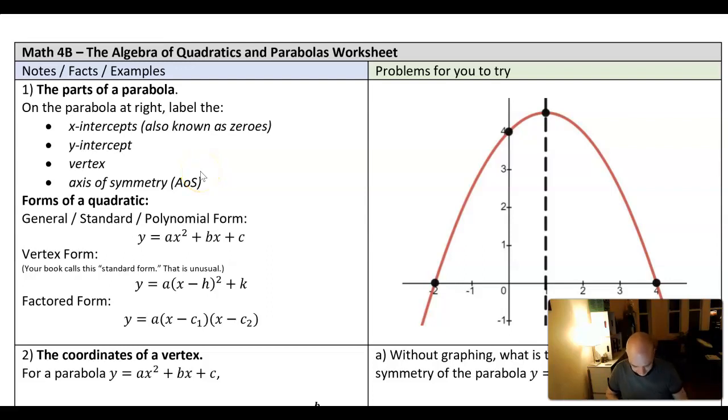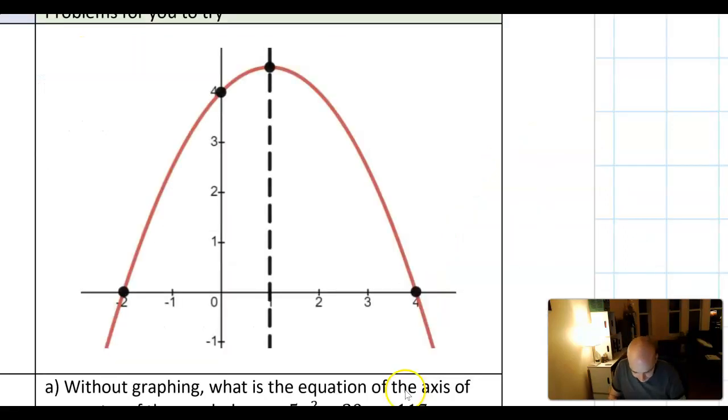This is going to be just a quick video. I knew that I was going to write up solutions to this algebra of quadratics and parabolas worksheet, and I thought I'd record the solution procedure in case you wanted to hear me talk about it. The first problem asks us to just label the parts of a parabola.